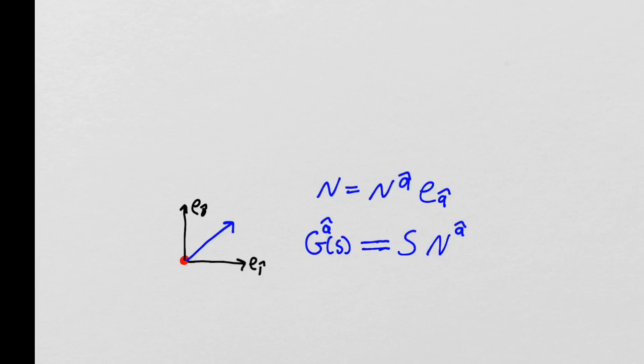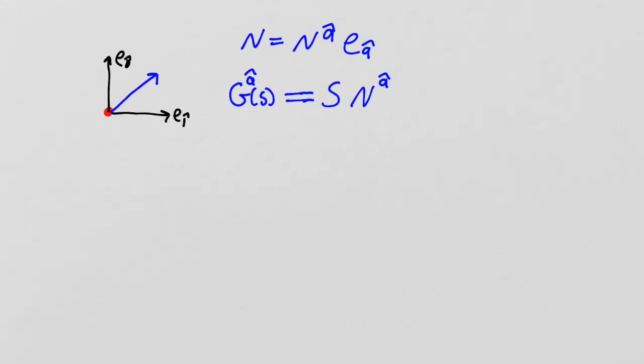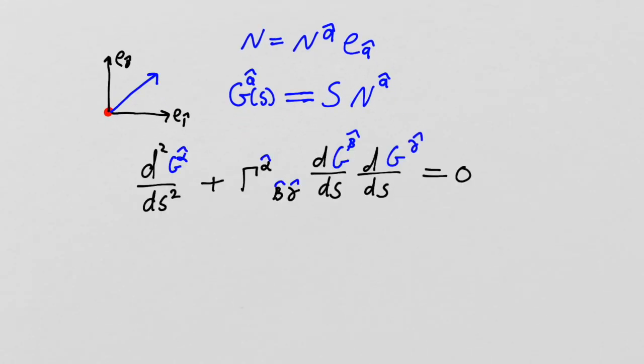So now let's have a look at the geodesic equation. Here is the geodesic equation. What I've done is I've suppressed the s on the g. The little hat now represents Riemann normal coordinates. So this is the Riemann normal coordinates of the geodesic. And here is the geodesic equation in Riemann normal coordinates.